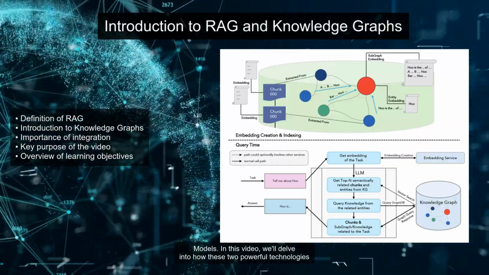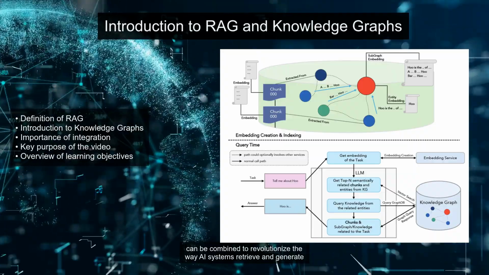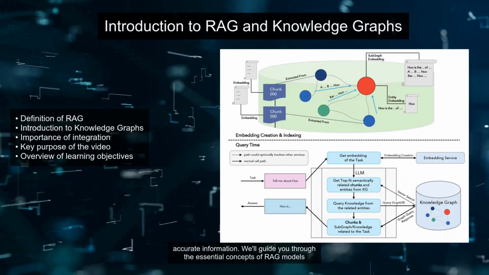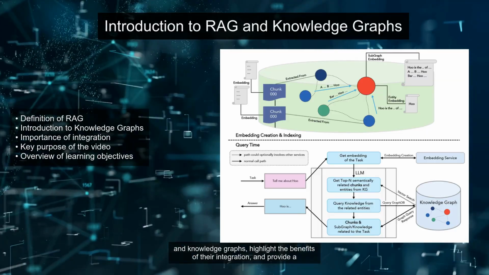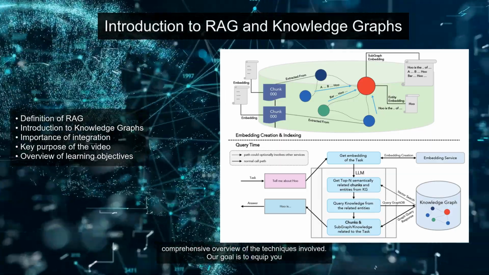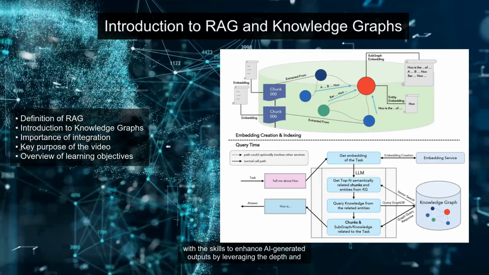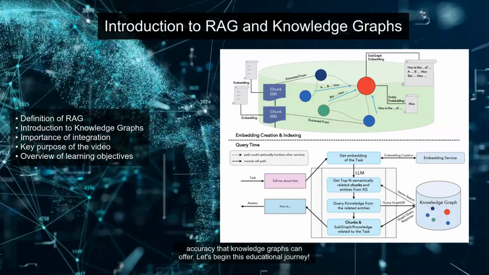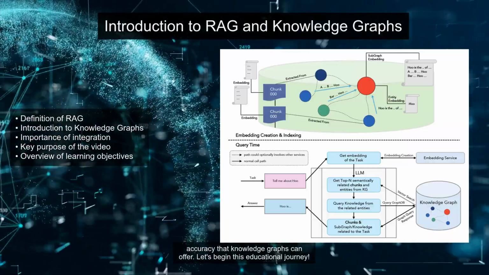In this video, we'll delve into how these two powerful technologies can be combined to revolutionize the way AI systems retrieve and generate accurate information. We'll guide you through the essential concepts of RAG models and knowledge graphs, highlight the benefits of their integration, and provide a comprehensive overview of the techniques involved. Our goal is to equip you with the skills to enhance AI-generated outputs by leveraging the depth and accuracy that knowledge graphs can offer. Let's begin this educational journey.